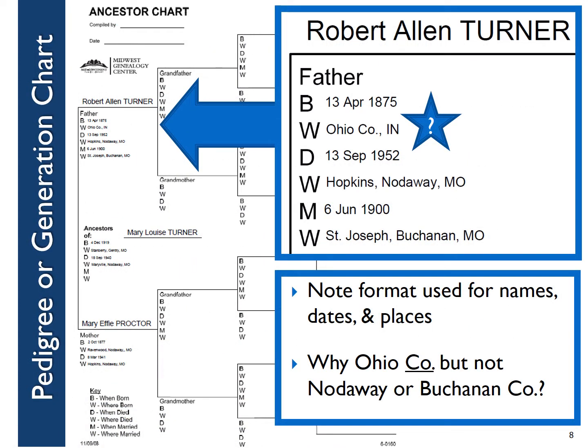Pedigree or generation charts, as shown on this slide. Guidelines we discussed for recording names, dates, and places are all found in action on this pedigree generation/ancestor chart. Pedigrees give us a place to record the birth, marriage, and death information for ourselves and in each generation before us, but they only capture information for our direct line ancestors such as our parents, grandparents, great-grandparents, etc. Space is not provided for information on siblings or aunts and uncles on pedigree charts.